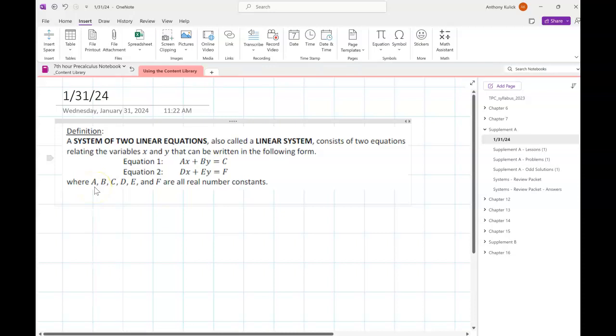We say that a given value is a solution to a system of two equations if that x, y satisfies the first equation and it satisfies the second equation.